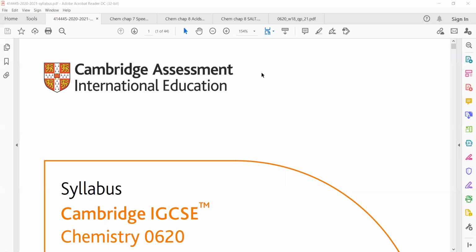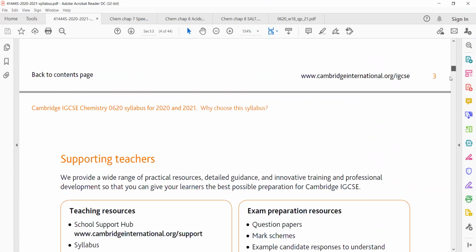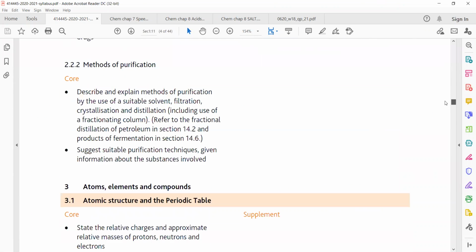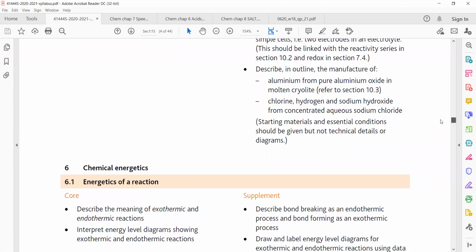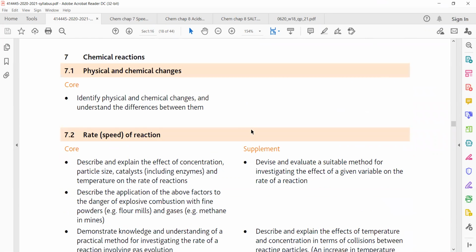First, we'll revise topics from the syllabus and then we'll do paper 2. We completed the first 6 topics. The last one was energetics. Now, chemical reaction. Identify the physical and chemical changes and understand the difference between them.